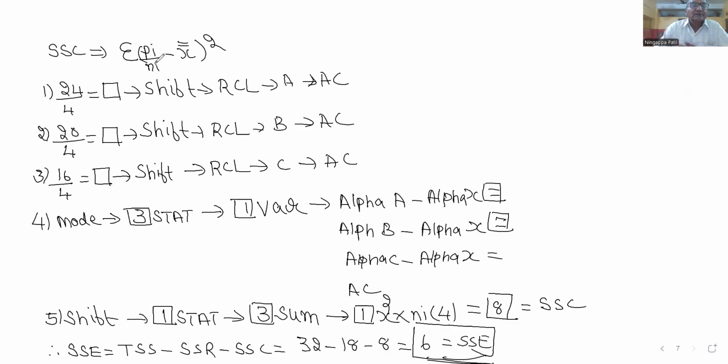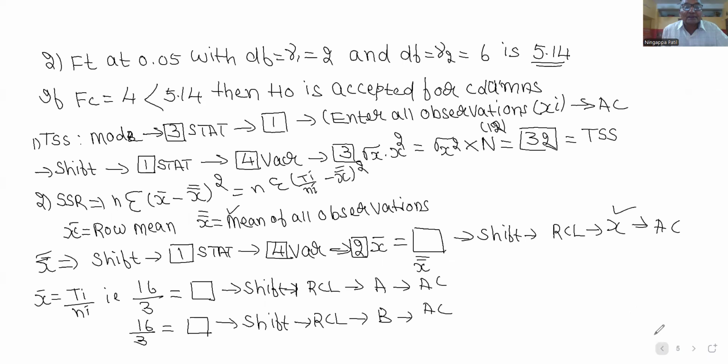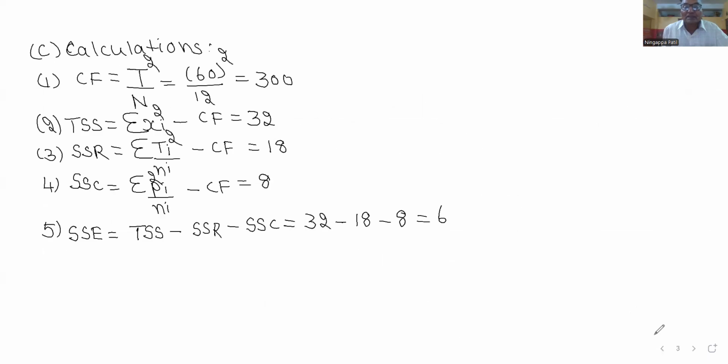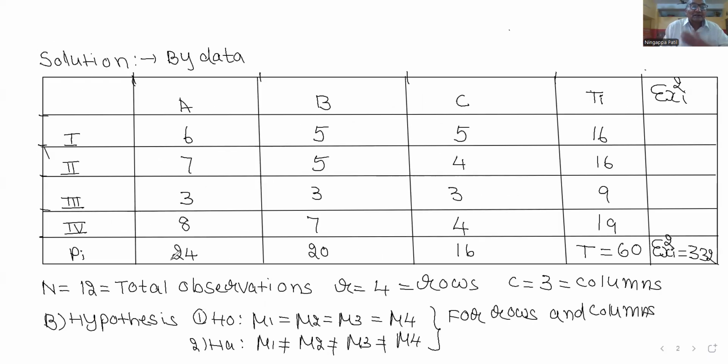Then you have to calculate Pi upon Ni. Look here: P1 upon N1 equal to, button, and store it in letter A; P2 upon N2 equal to, button, store it in letter B; and P3 upon N3 equal to, button, store it in letter C. Look here, I will show you from the table. It is more clear.